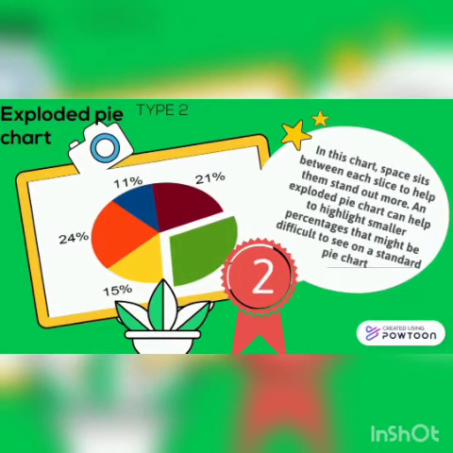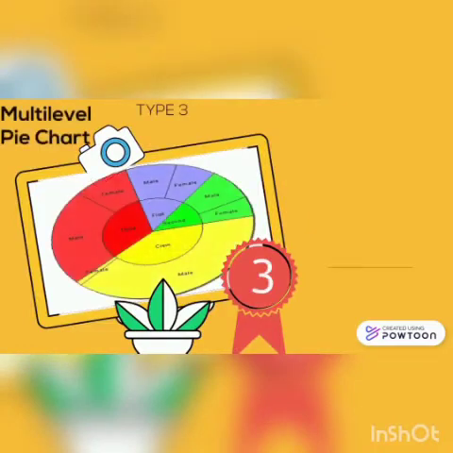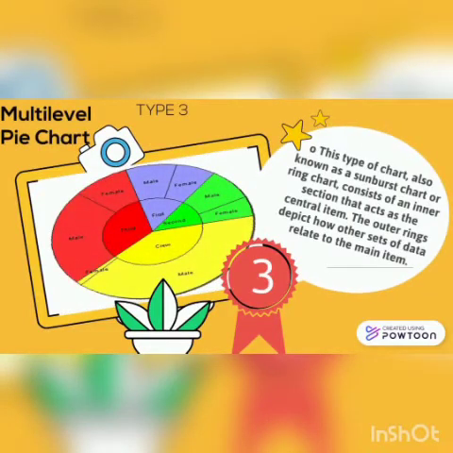Okay, type 2, exploded pie chart. In this chart, space sits between each slice to help them stand out more. An exploded pie chart can help to highlight smaller percentages that might be difficult to see on a standard pie chart.